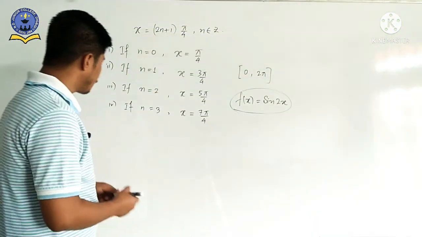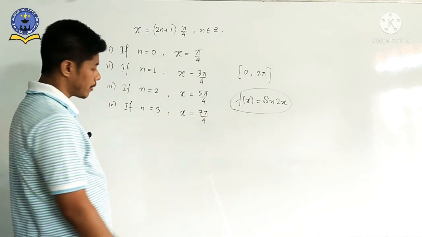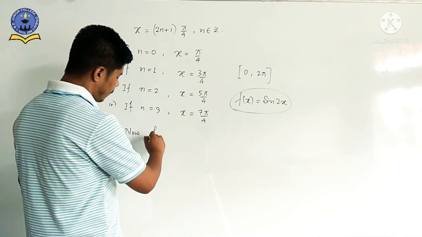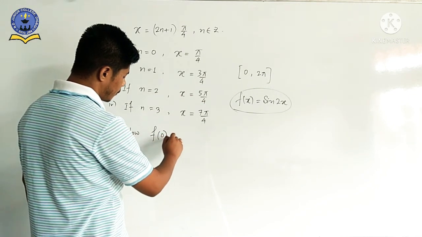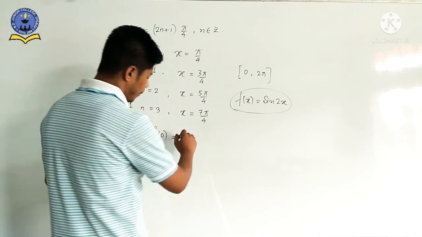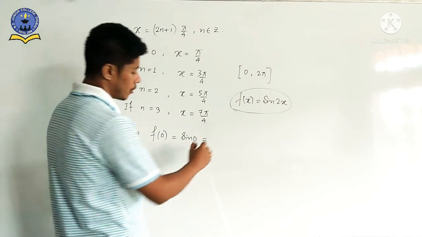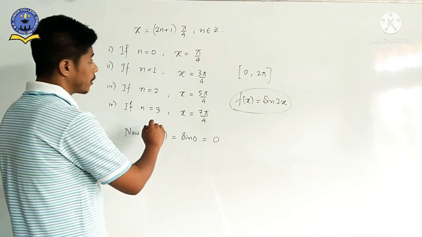Now one by one, if we put the values here, the given function is f(x) equals sin 2x. So the first point, if we consider 0 here, f(0) equals sin 0. The sin 0 value is what? 0, isn't it? Similarly, the second one we have to put here is π/4.